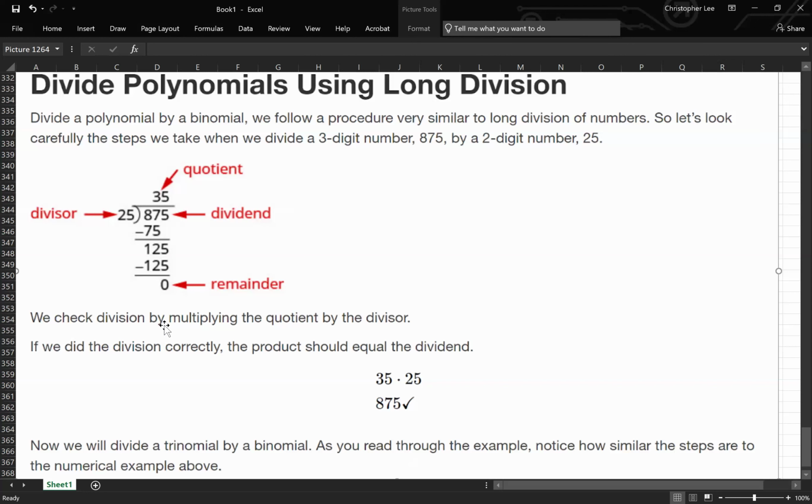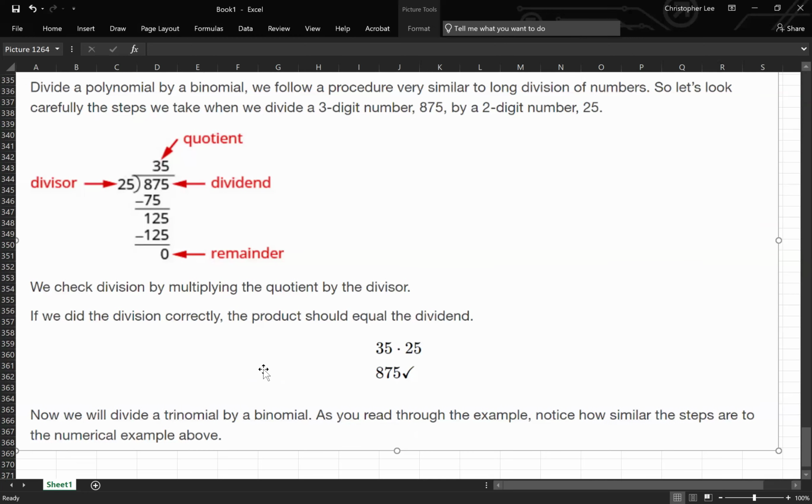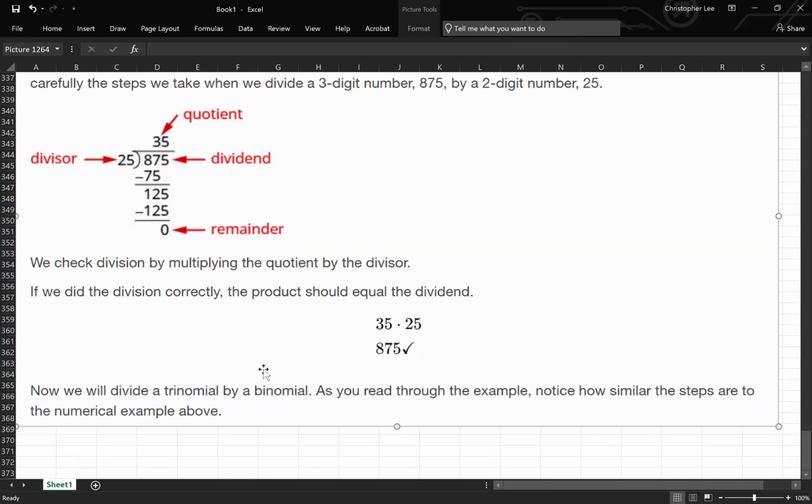We check division by multiplication, or by multiplying the quotient by the divisor, right? If we did the division correctly, the product should equal the dividend. So 35 times 25 equals 875, right? So now we will divide a trinomial by a binomial, right? As you read through the example, notice how similar the steps are to the numerical example above. All right, so let's take a look.